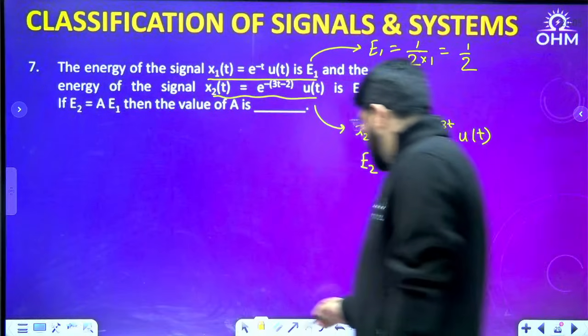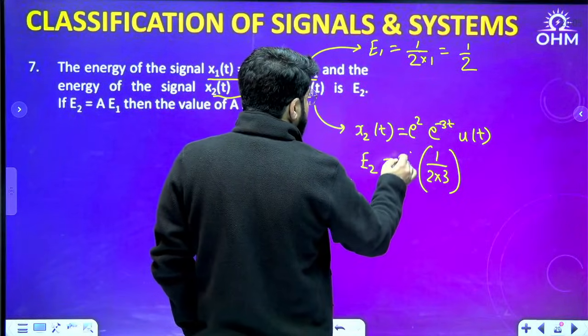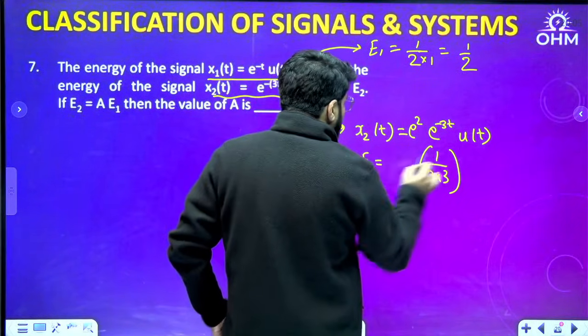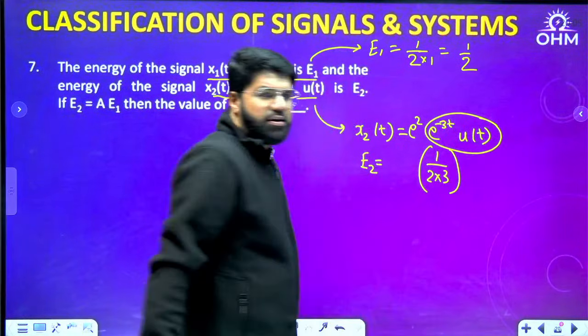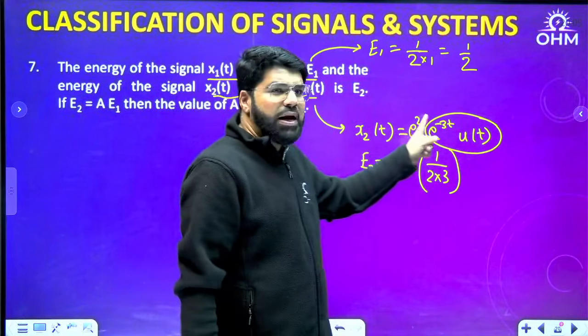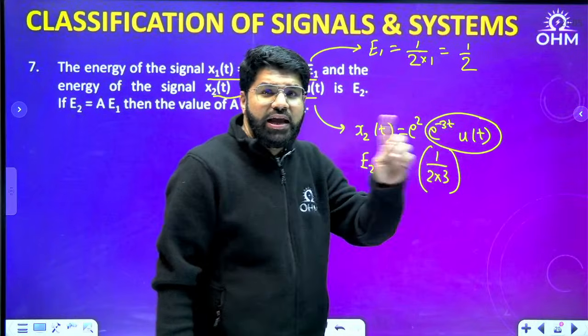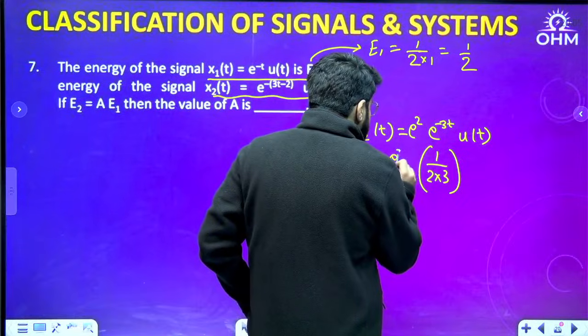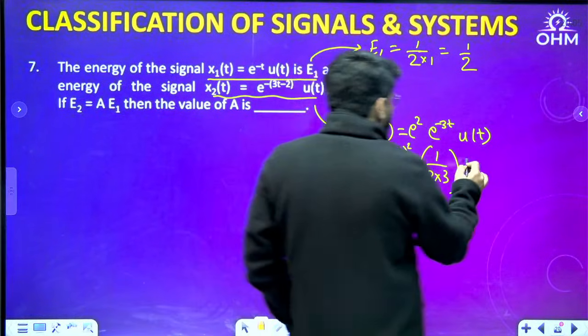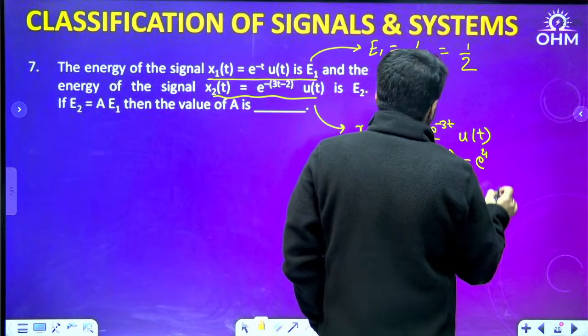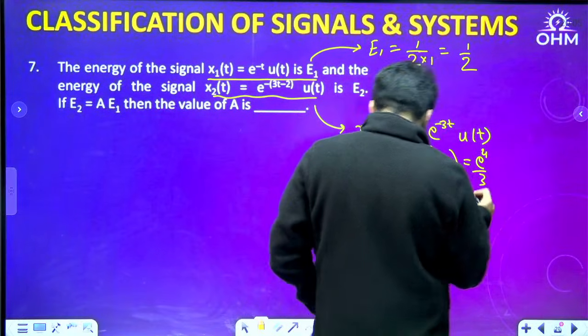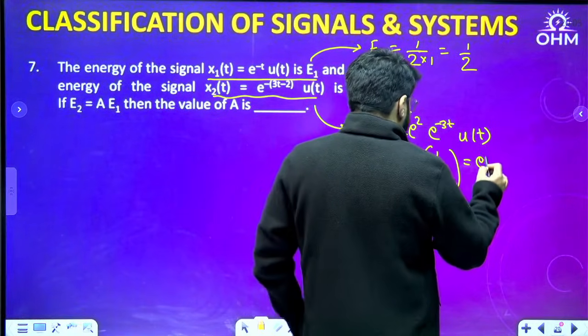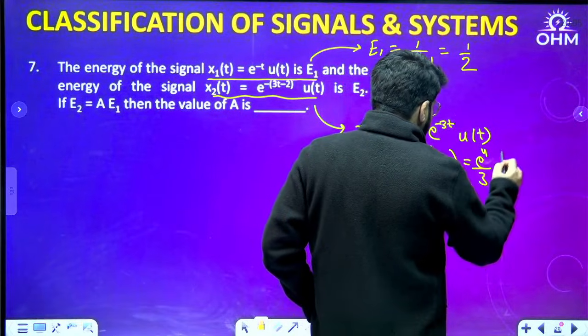Yeah. So I left a question mark here. What is this question mark? Now, the signal, you know, the energy for e power minus at ut. Now, the signal is multiplied by some number a. The energy will be multiplied by a square. Okay. So, energy should be written as e square square. That becomes e power 4. Divide by 3. Let me rearrange it like this. E power 4 divide by 3 into 1 by 2.